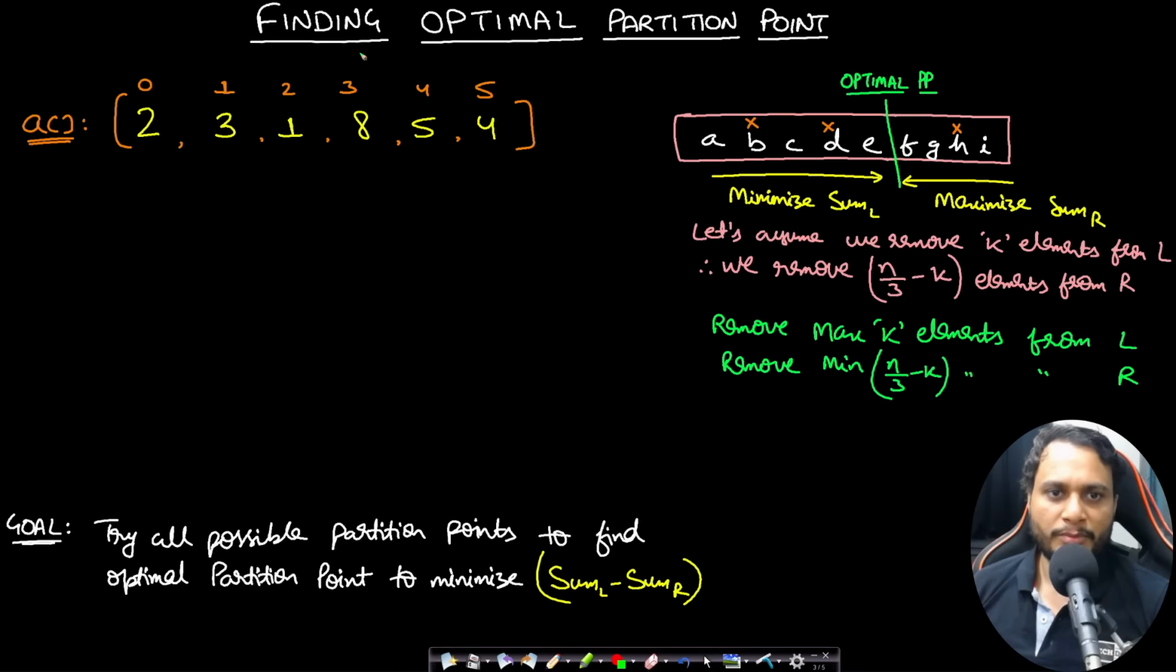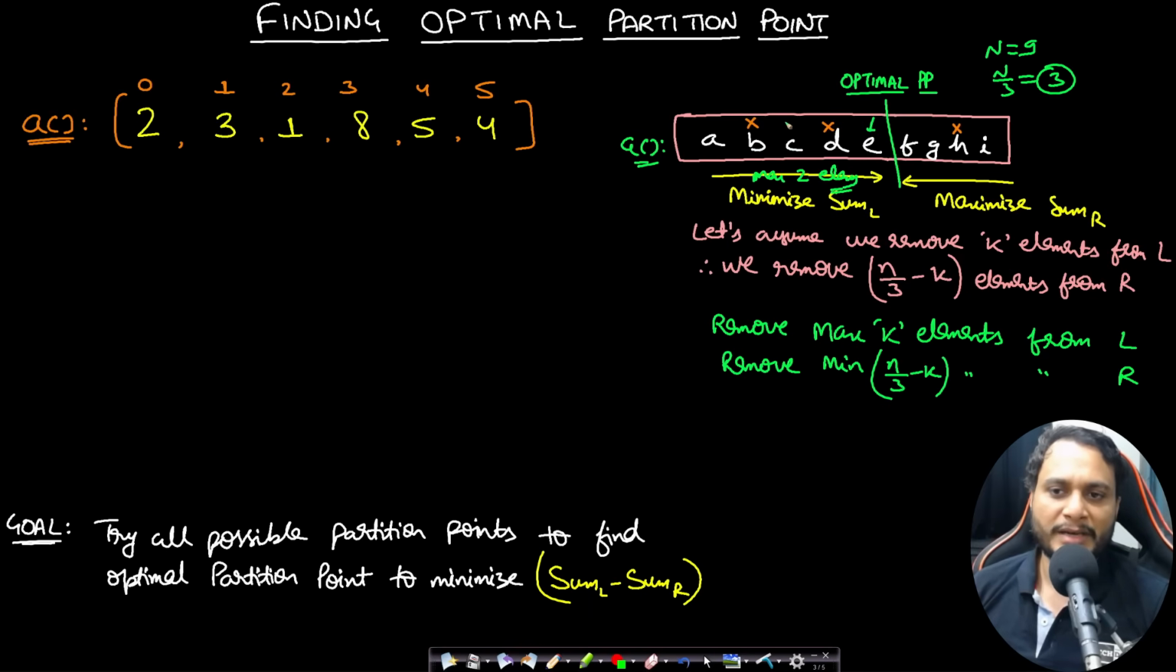Our goal should be to find the optimal partition point out of all the n by 3 options which are available. So in this case, if I take an array of size 9 from A to I, let's say I have put a partition point between E and F, which means that I am putting a partition point at E, then there are 5 elements on the left side, n value being 9, n by 3 value will be 3, and there are 5 elements on the left side, so I have to remove 2 elements. So I will be removing the maximum 2 elements.